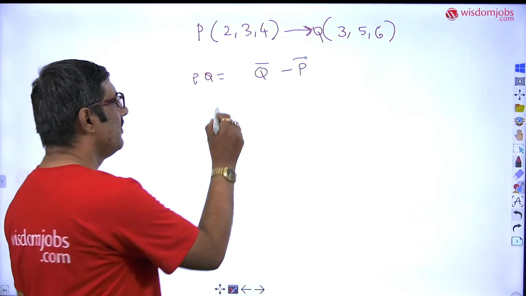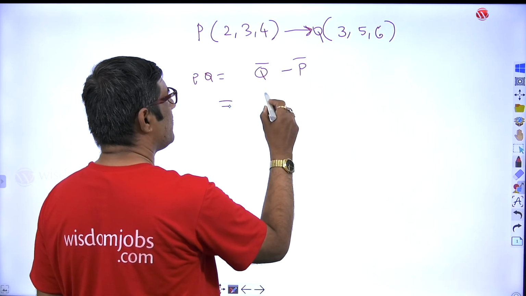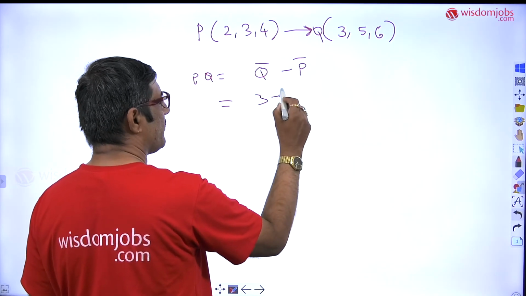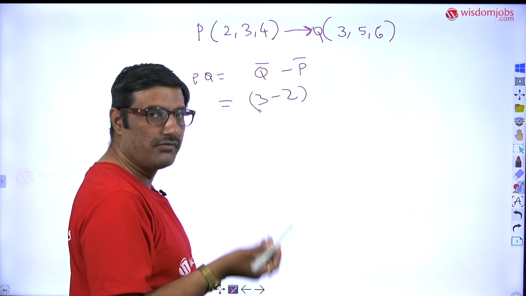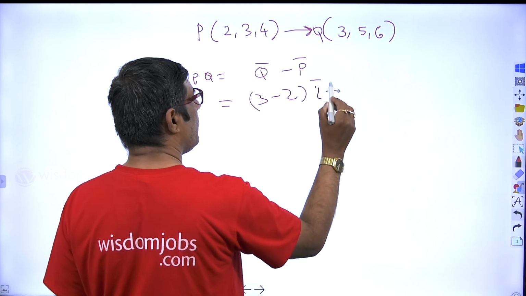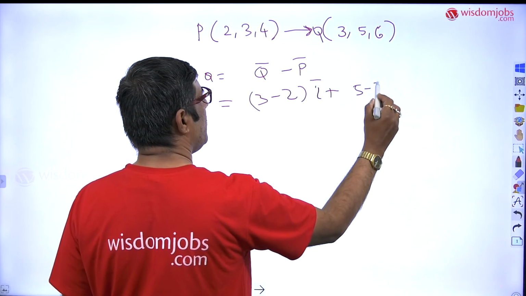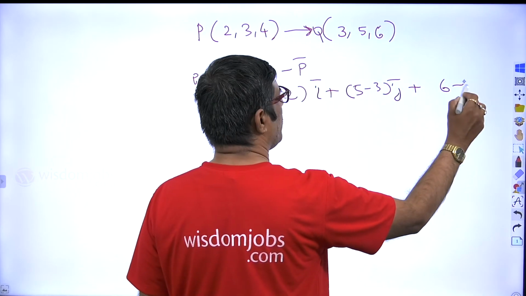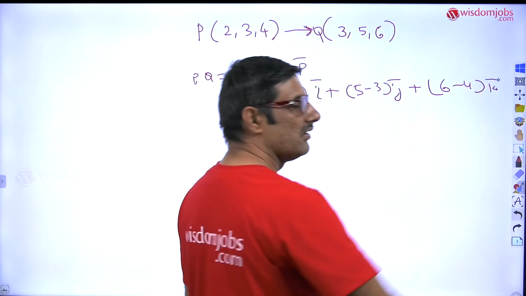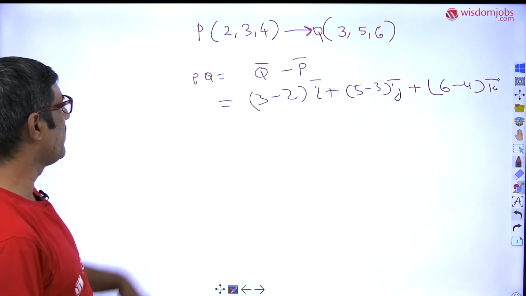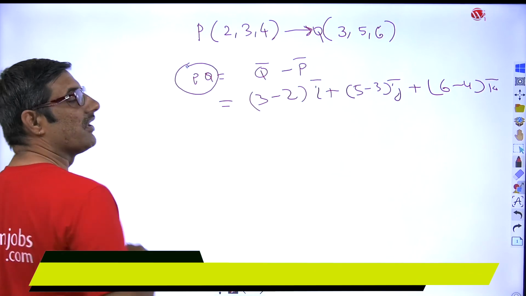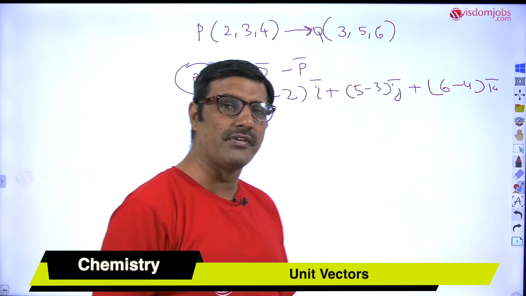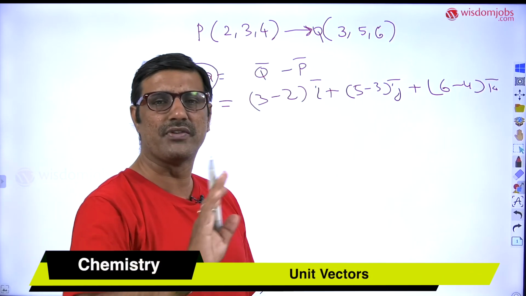So it is simply, what is it? It is 3 minus 2. I'll write it in the first step so that you will not be confused. So (3 minus 2) into I bar plus (5 minus 3) into J bar plus (6 minus 4) into K bar. Okay, now this is a position vector. See, if you observe, I am not putting any cap here. If cap is there, it indicates that it's the unit vector. Since cap is not there, it is simply the position vector of the line.